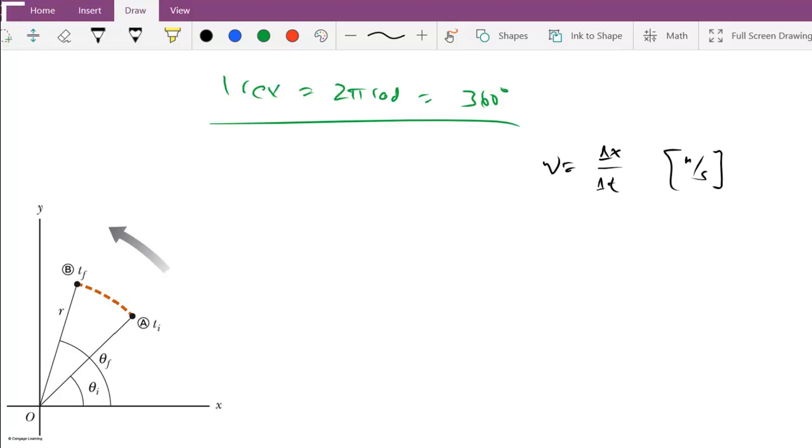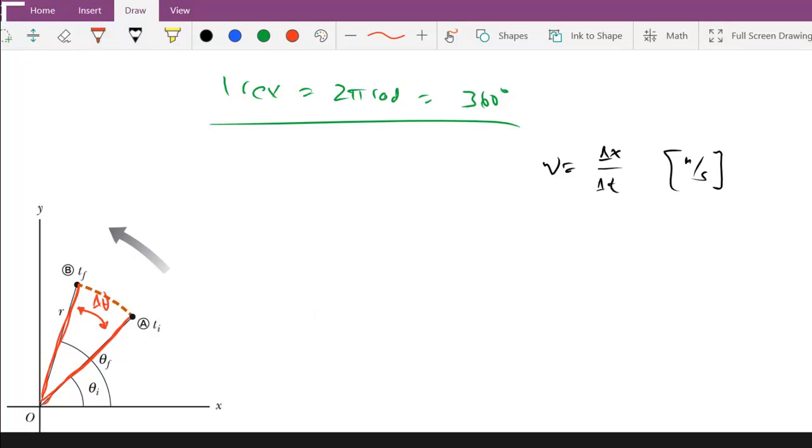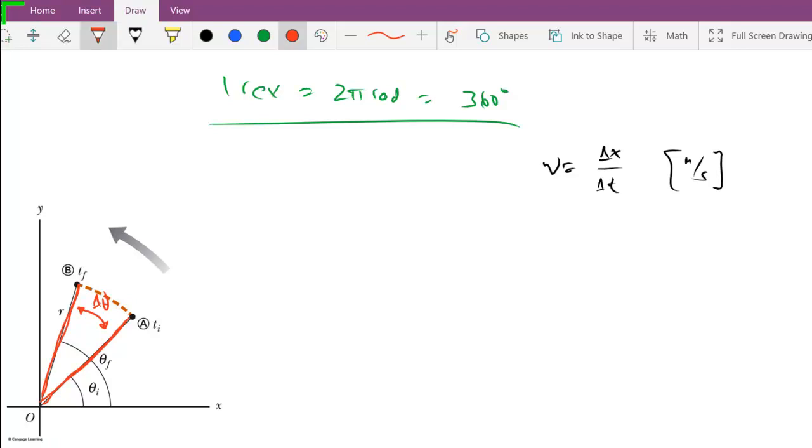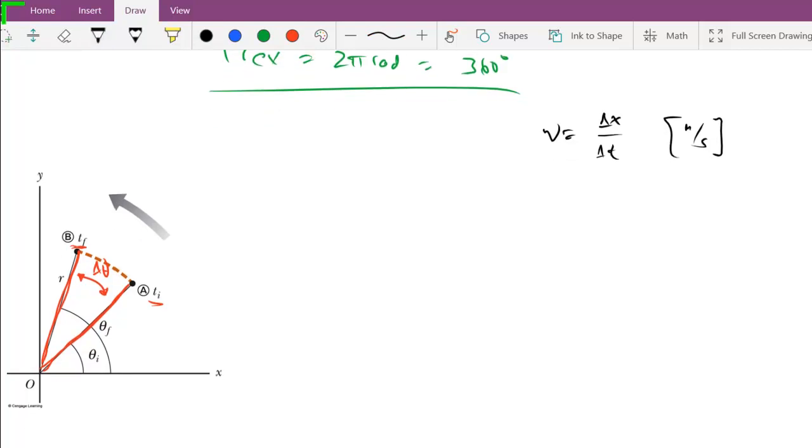So if we have here an initial time at an initial theta, and then a final time at a final theta, we have an angular displacement in here, so this is a delta theta. And then we have a delta t as well, so time initial and time final. And we define our angular velocity with this. So with these units, angular velocity, actually sometimes this is called rotational velocity, so angular slash rotational velocity.